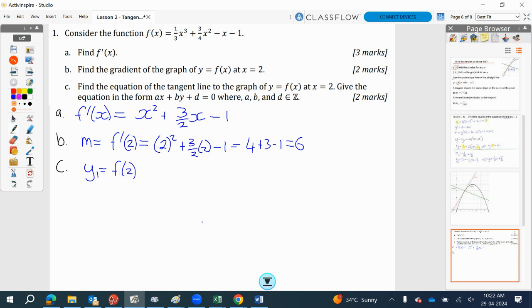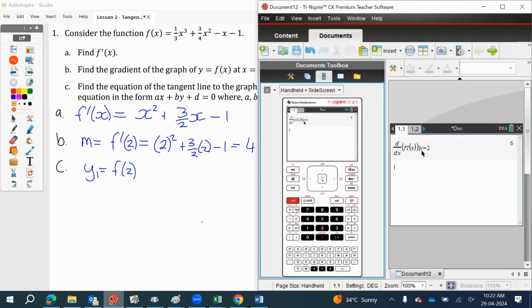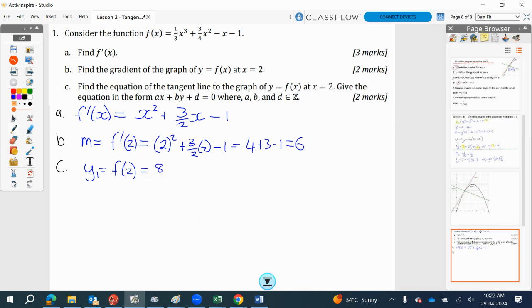We can put that into the original equation, but put it in the calculator now. Do this. Press variables, choose function 1 and type 2 and press enter. 8/3. This is 8/3. So we can put everything into the formula now. We've got y minus y1, 8/3, equals m, which is 6, bracket x minus x1, which is 2.